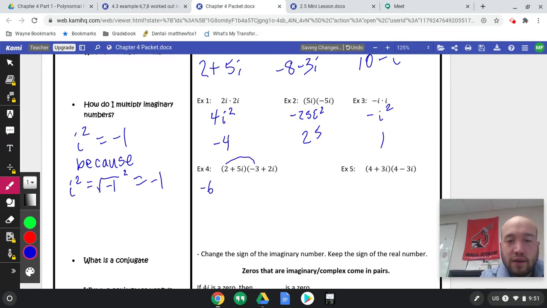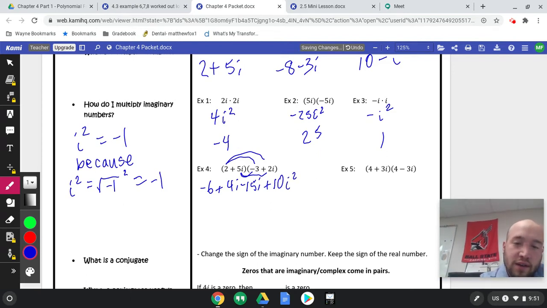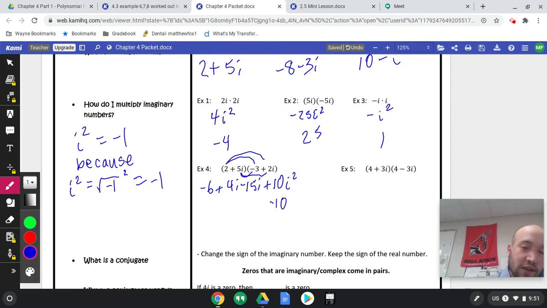Then outside, we're going to get plus 4i. Inside, minus 15i. And then last, you have to be careful on that one, 10i squared. Now we know that 10i squared is the same as negative 10. So negative 6 and negative 10 combine to negative 16. 4i minus 15i will give us negative 11i.